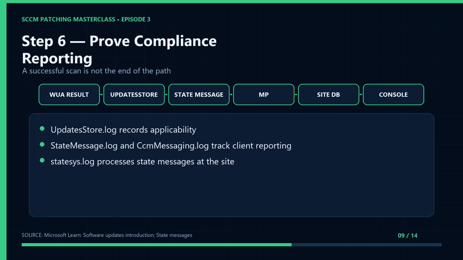After Windows Update Agent returns results, UpdatesStore records the applicability state for each update and raises a state message when an update is first reported or its state changes. Review UpdatesStore.log, StateMessage.log, and CcmMessaging.log on the client. On the site server, statesys.log helps prove state message processing. Then review the deployment or update compliance view in the Configuration Manager console after normal summarization and processing time.